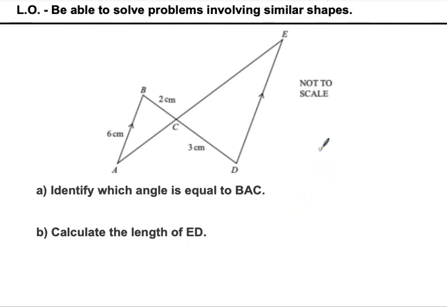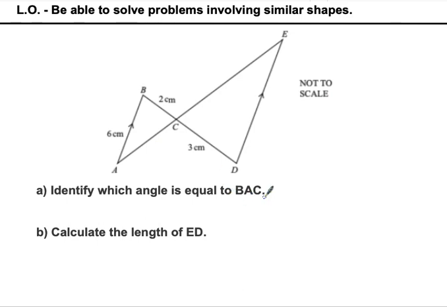So we have a diagram here. The question tells us that the diagram is not to scale, so we can't just measure the angles or the lengths using a ruler or a protractor. What we need to do is use mathematical rules to move forward. The first question says, identify which angle is equal to the angle BAC.